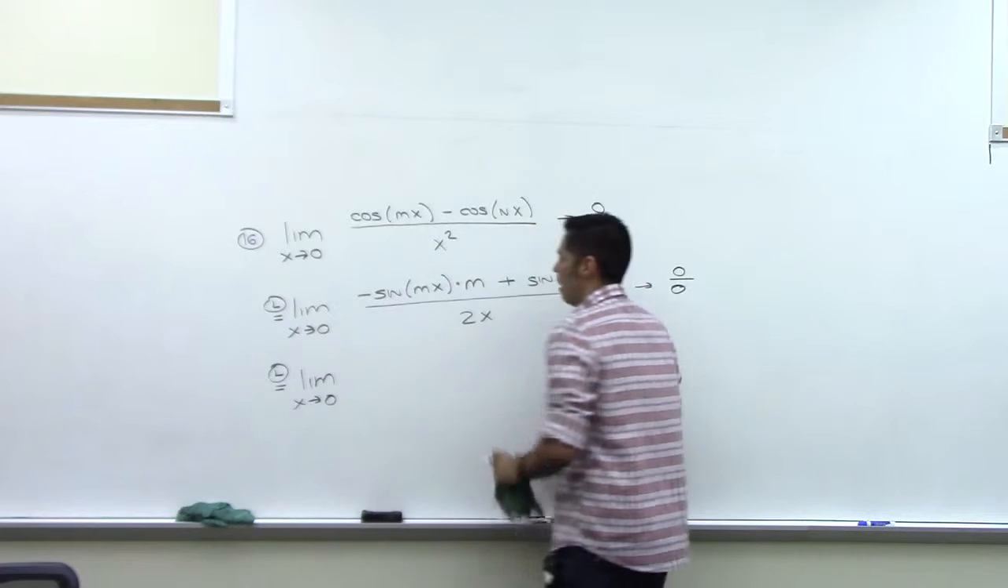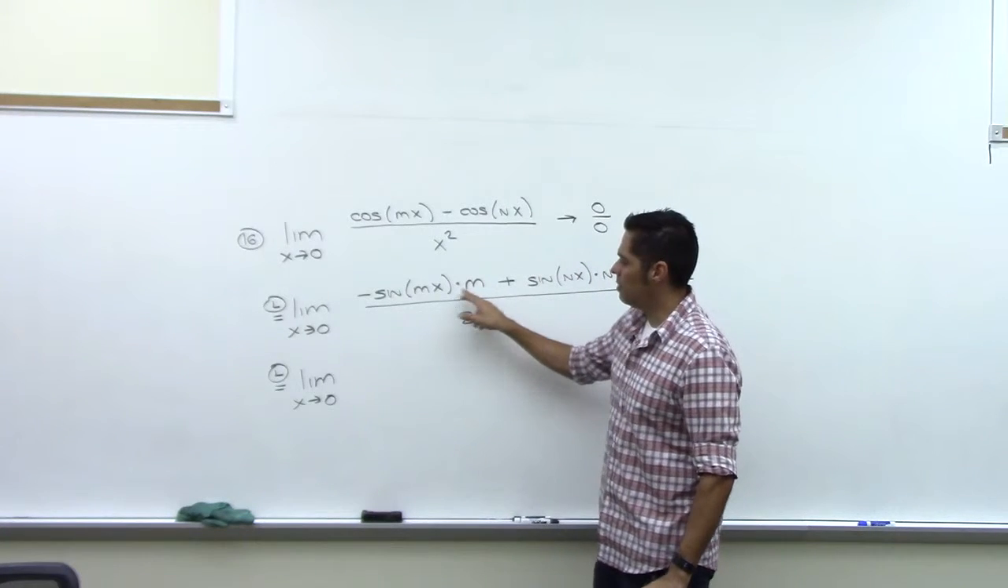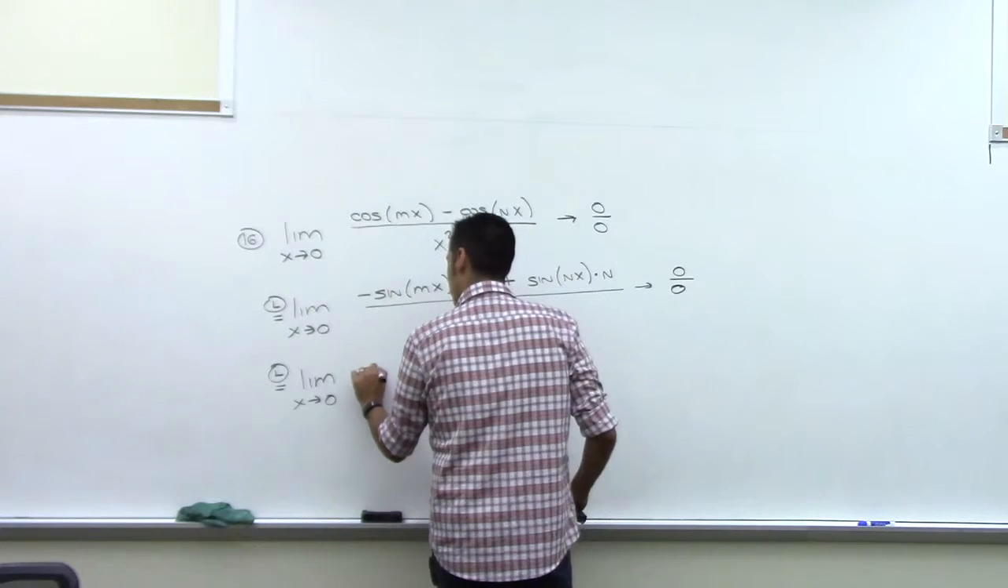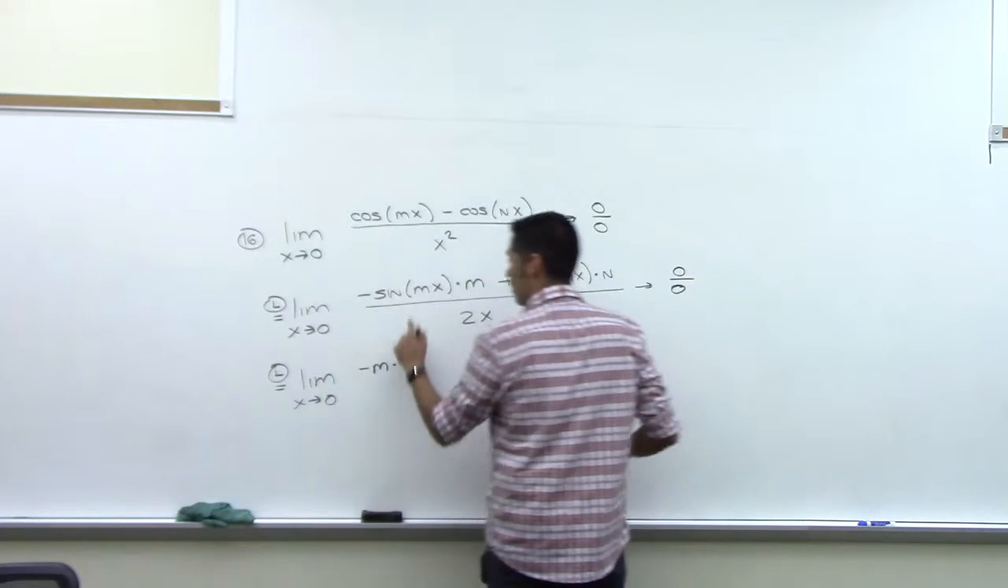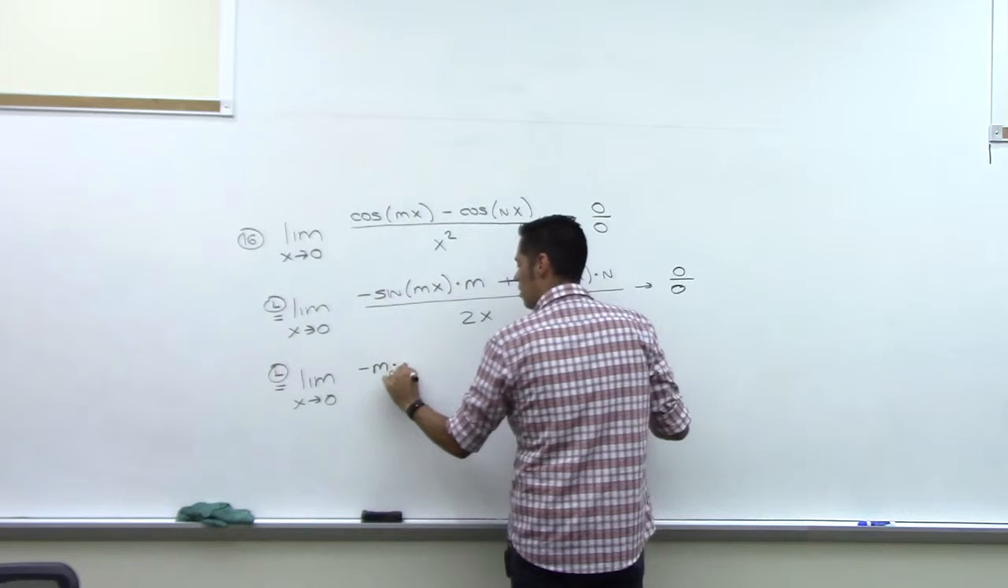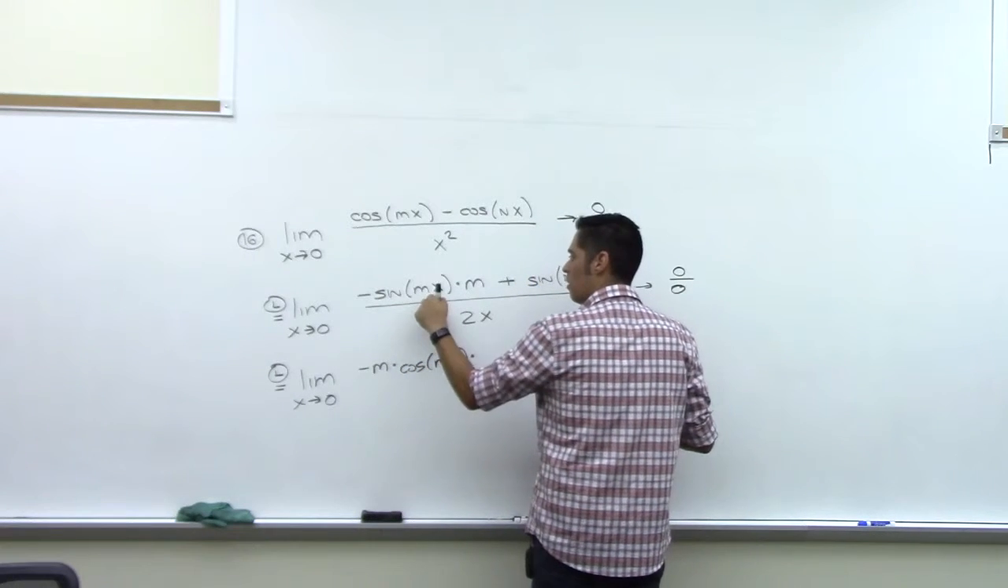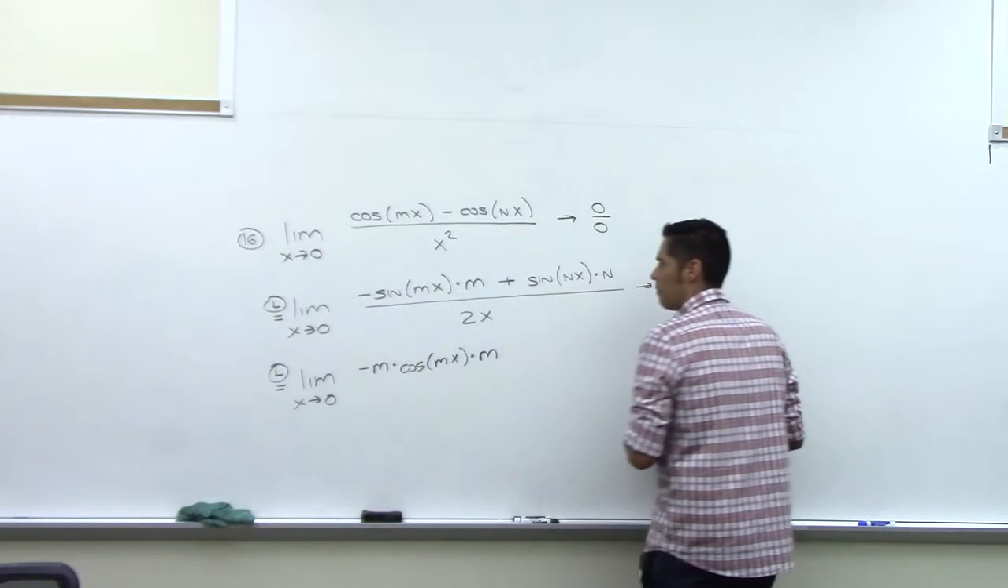L'Hopital. All right, this is a constant. You could look at this as being like a negative m out front. It's just going to come for the ride. So here's my negative m, I'm bringing it along for the ride, times the derivative of sine of something, which is cosine of that something. But then the chain rule says the derivative of what's inside, which is just m.